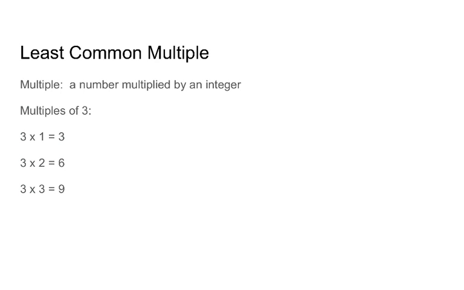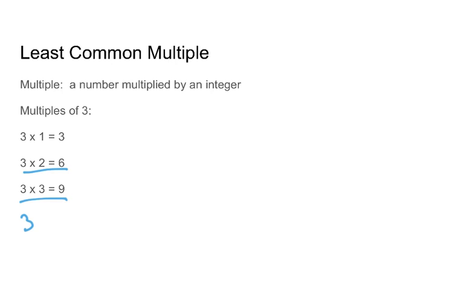How about a least common multiple? A multiple is a number multiplied by an integer. So here are some multiples of 3. 3 times 1 is 3, so 3 is a multiple of 3. 3 times 2 is 6, so 6 is a multiple of 3. And 3 times 3 is 9, so 9 is a multiple of 3.